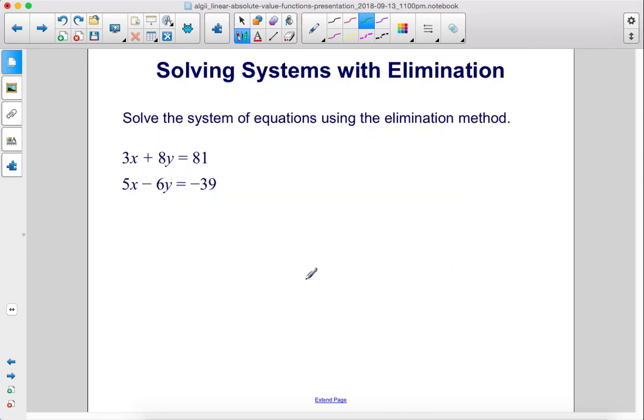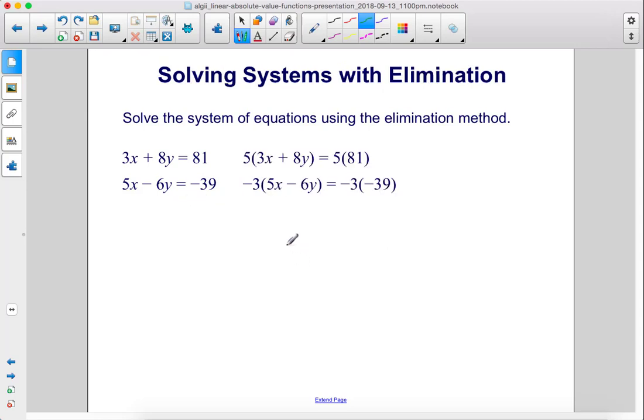Solve the system of equations using the elimination method. 3x plus 8y equals 81. 5x minus 6y equals negative 39. Alright, so our goal here is to eliminate x. We have 3x and 5x. So the lowest common multiple of these is 15. So if we make the top x into positive 15 and the bottom x into negative 15, they'll cancel in the next step. So let's multiply the entire first equation by 5 and the entire second equation by negative 3.